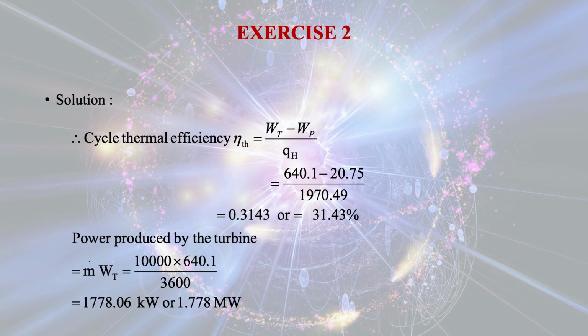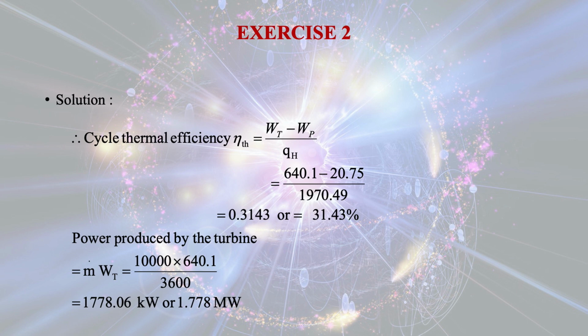Now the cycle thermal efficiency eta thermal is equal to net work by net input. The net work is equal to WT minus WP, that is turbine work minus the pump work. At this point we know WT, we know WP, we know QH. So if you put all these values, you will get thermal efficiency is equal to 0.3143 or 31.43%.